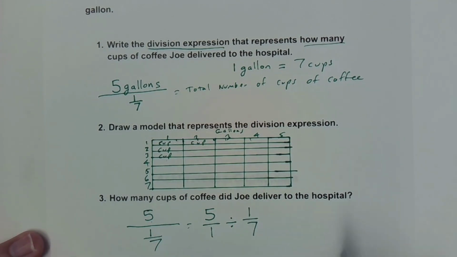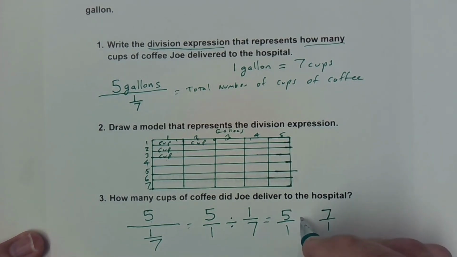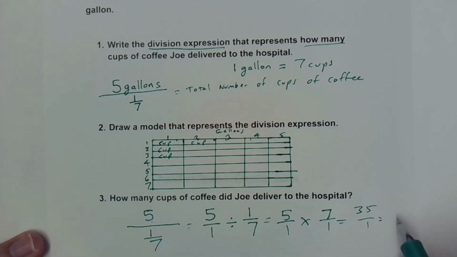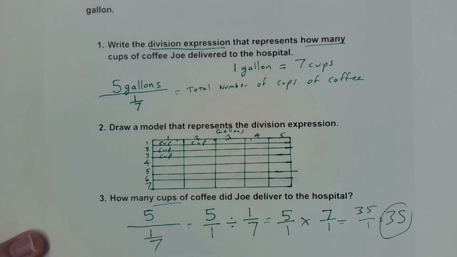When we're dividing by fractions, what do we do? We keep the first one and we flip the second one. So 1/7 becomes 7 over 1 and we multiply. So we can now multiply straight across. We have 5 times 7 is 35 and 1 times 1 is 1. We can reduce this to 35. So that is the number of cups that Joe delivered to the hospital, and we can check that. If we counted up all the squares here, we'd also wind up with 35.